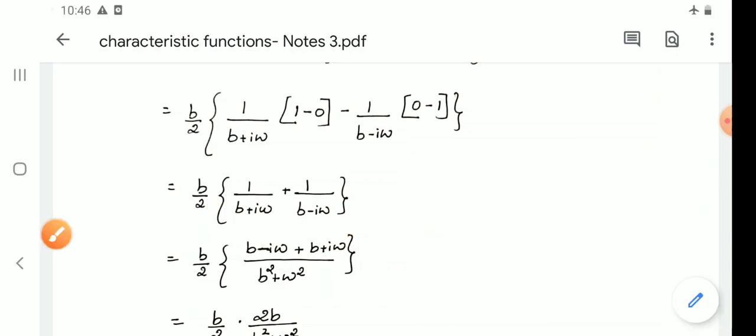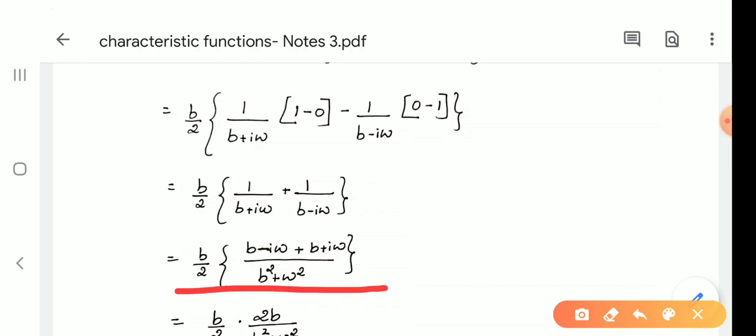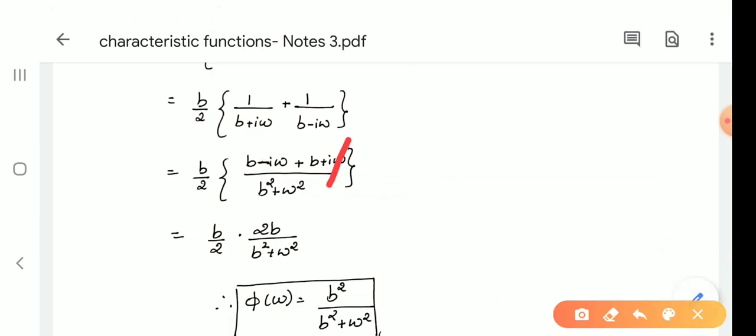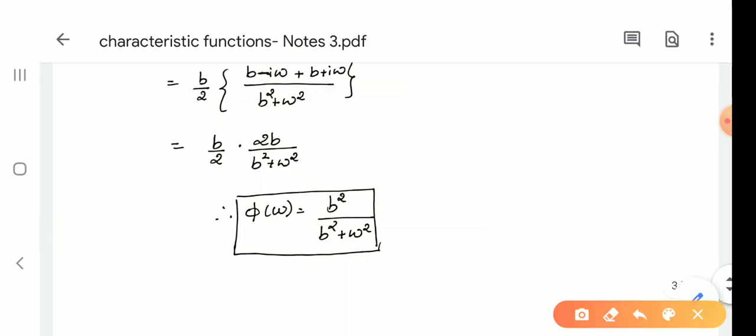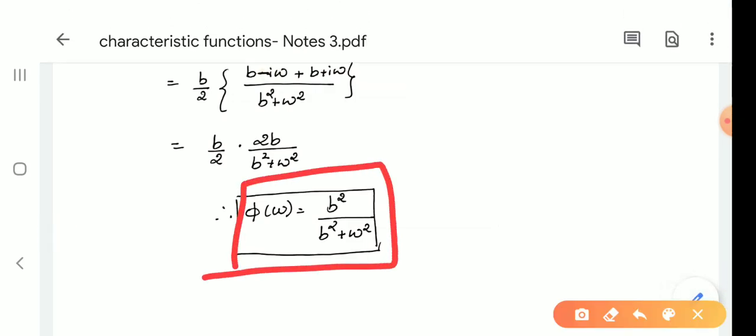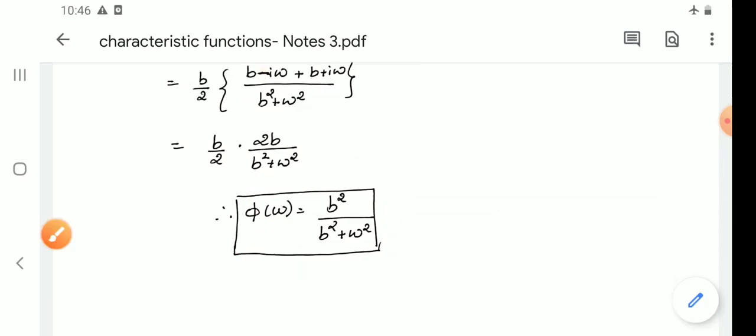So simplifying, we get b by 2 into (b minus I omega) plus (b plus I omega) divided by b square plus omega square. Here I omega cancels, b plus b becomes 2b. So b by 2 into 2b by b square plus omega square. So finally, phi of omega we get as b square by b square plus omega square when f of x is a Laplace random variable.